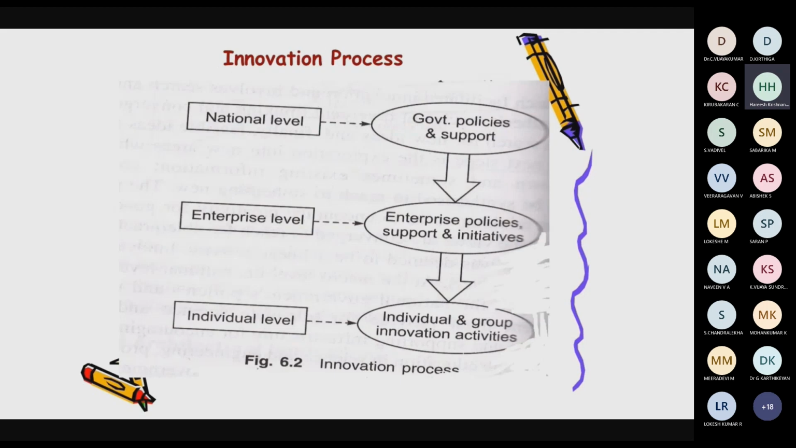Next part is the invention process. How is the innovation process done? How to produce one product from the existing invention or idea, and how to implement it in a market. These are the steps we need to follow for the innovation process.